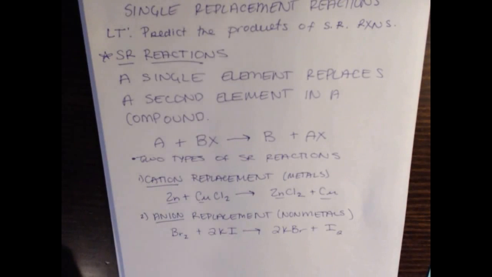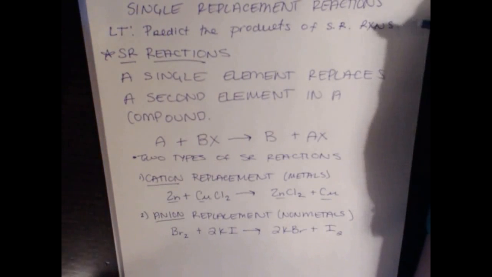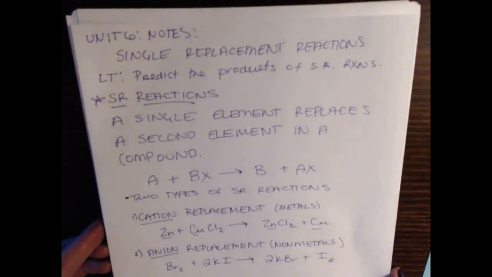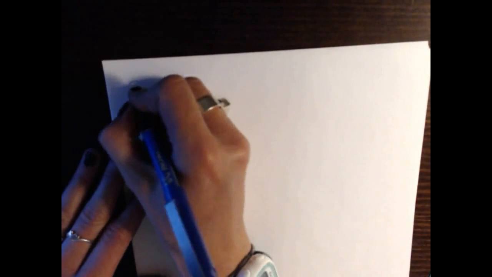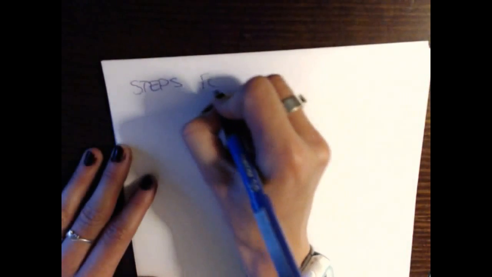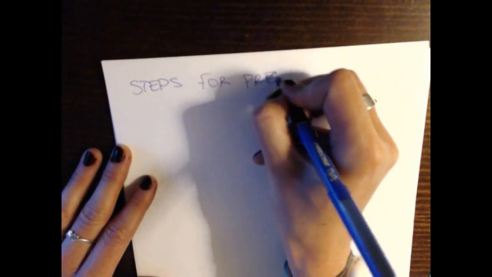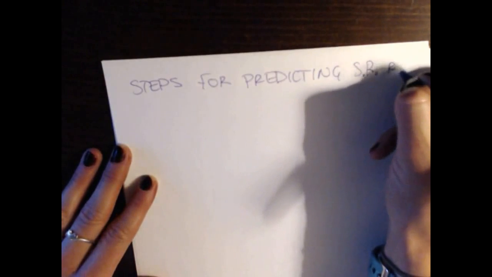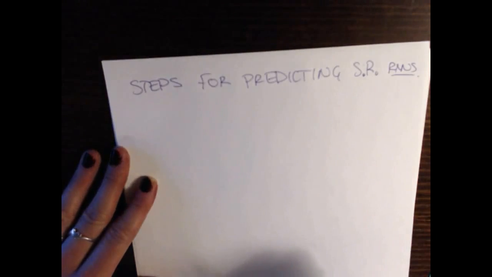I'm going to go ahead and start a new piece of paper. And we're going to work on actually how do we do this learning target? How do we predict the products of a single replacement reaction? Okay, so we're going to have steps. So I might write steps for predicting SR reactions.